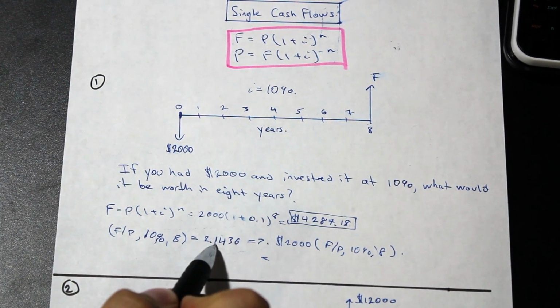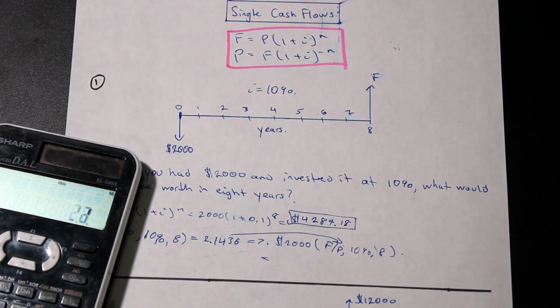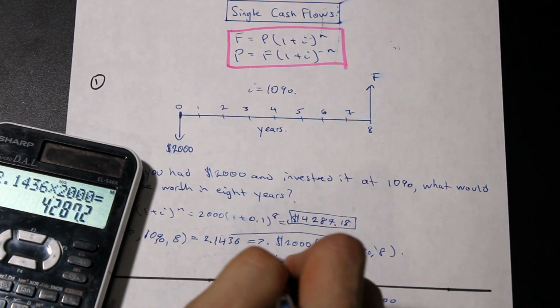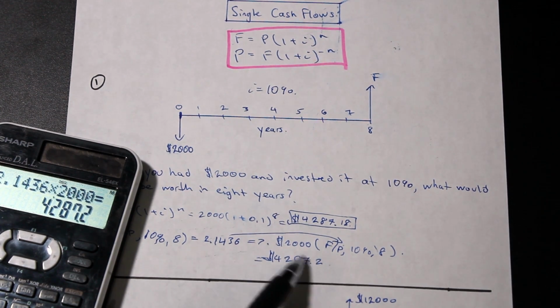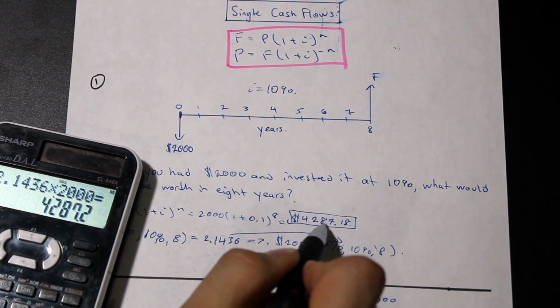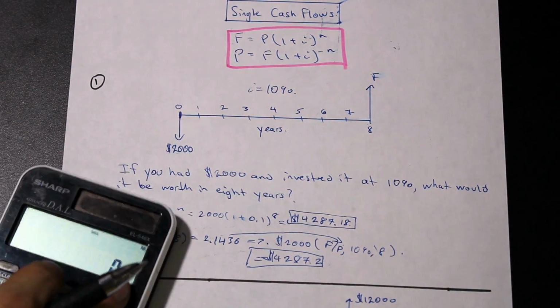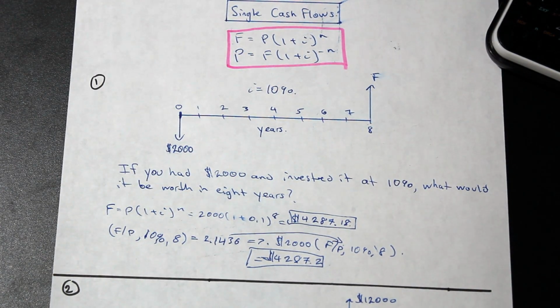If we sub this in and multiply 2.1436 times 2,000, we're going to get $4,287.2. Slight difference. As you can see, the other one is 4,287.18, and this one is 4,287.2, and that's just a rounding error, probably to do with the interest table. They took maybe a couple fewer digits of rounding than the calculator did, but that's fine. Either one would be acceptable. So that's a really simple start. Let's move on to the second question.